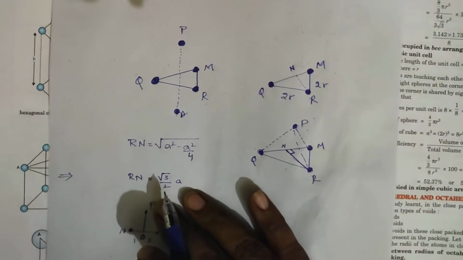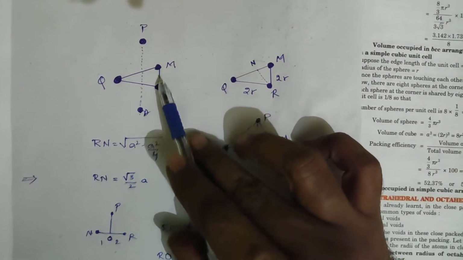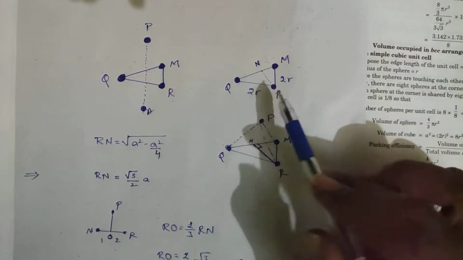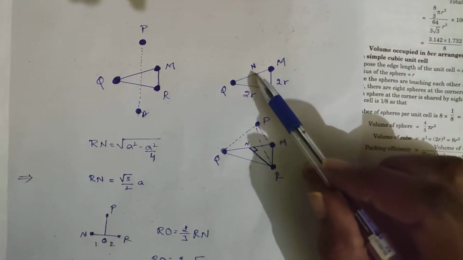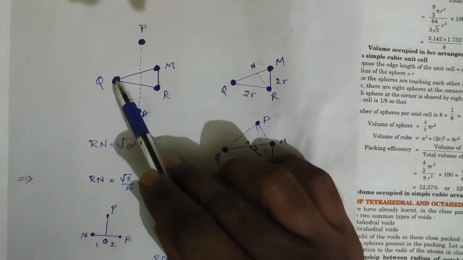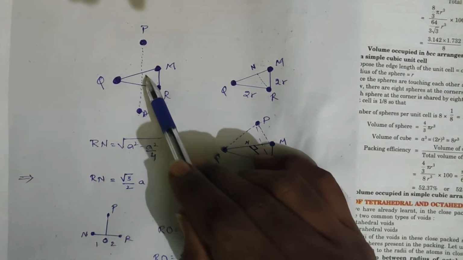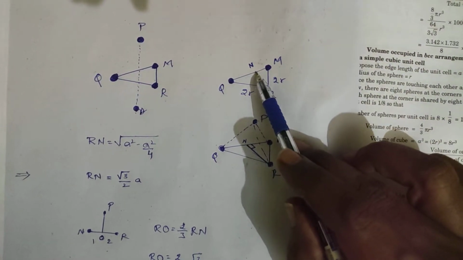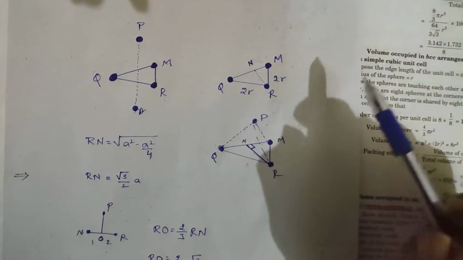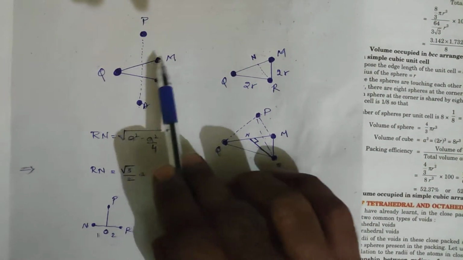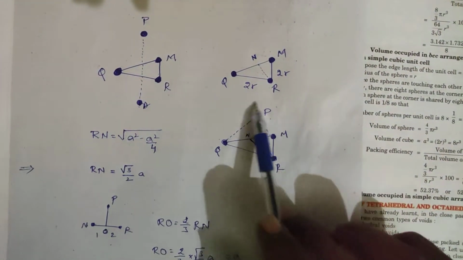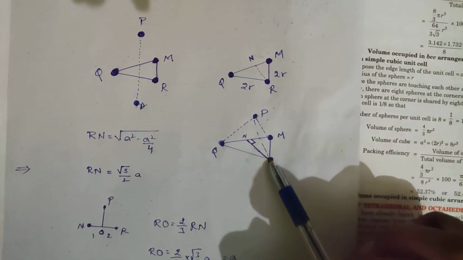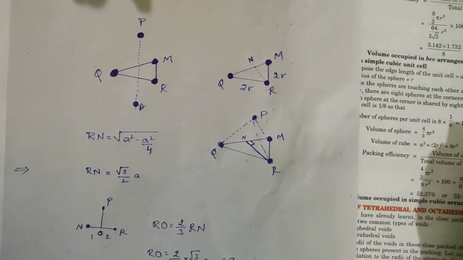Now I am taking this diagram itself, this triangle like this, and I am bisecting from R to a point on QM. On this line QM I am bisecting from R, so that you get a perpendicular to it. That point I am representing with N. Right, and I am showing the diagram with M, Q, R and P. Each side is 2r.